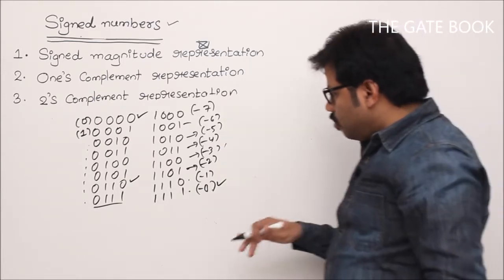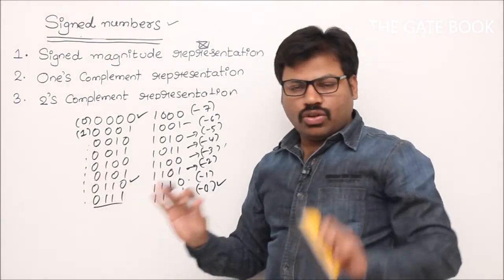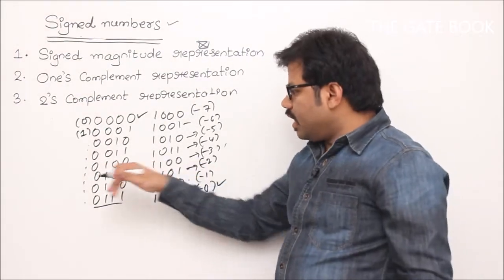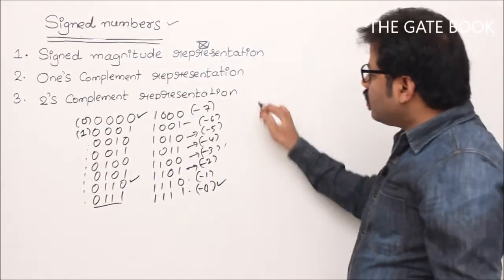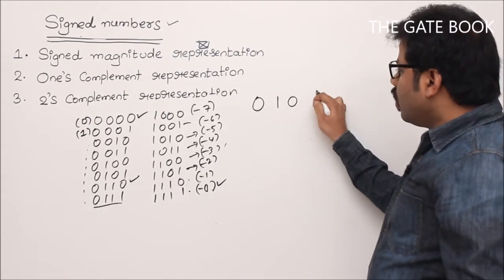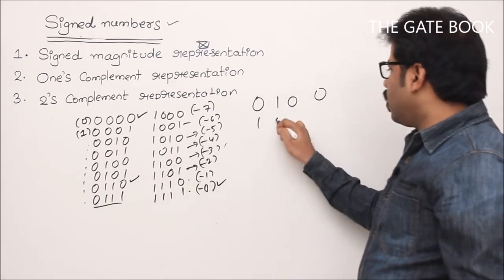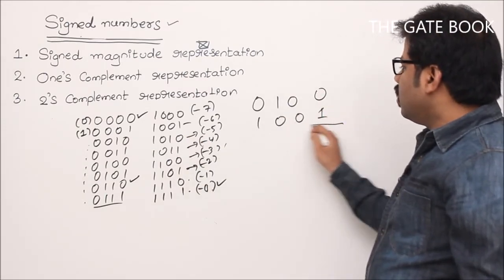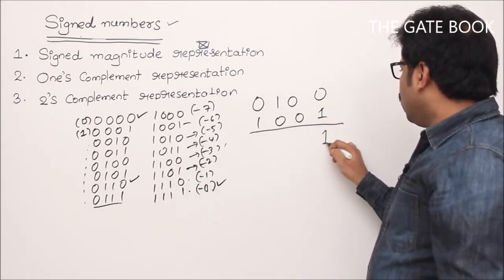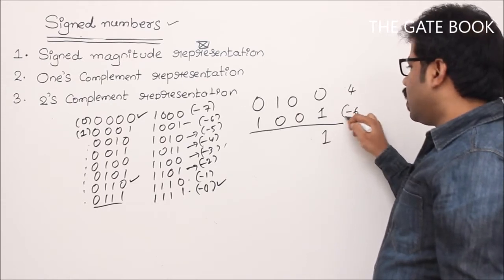So just keep on observing. Slowly I will summarize. You don't know anything at this moment. I'm just checking out patterns randomly. Let's take 0, 1, 0, 0, which is 4. Let me take something around minus 6, which is 1, 0, 0, 1. Let's try addition again. What happens? This is 4. This is minus 6. Correct?